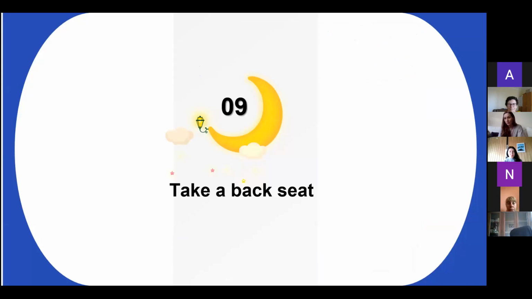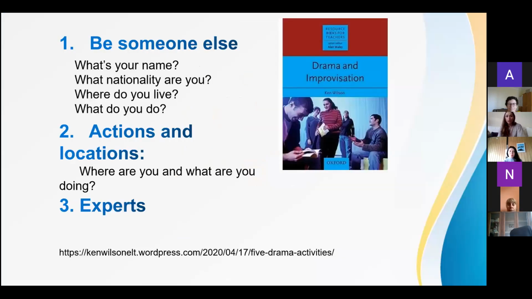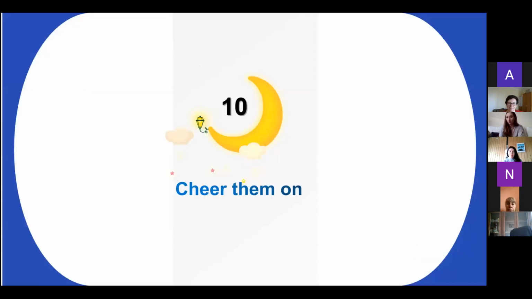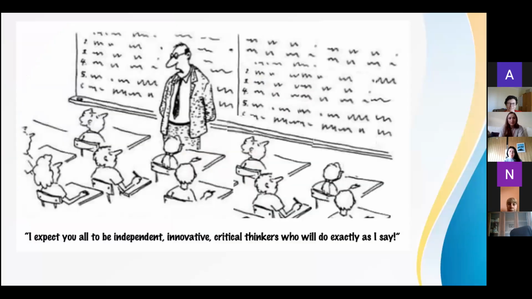Take a back seat. Sometimes we are too patronizing and too dominating, so we should give them opportunity to act on their own and to be teachers. Remember, we also discussed they can teach each other sometimes, and cheer them on. For sure, it's very important. Even being an adult, it's very important for us to hear, oh, that's fantastic, that's great, you're doing a good job, something like that. It's funny: I expect you all to be independent, innovative, critical thinkers who will do exactly as I said.